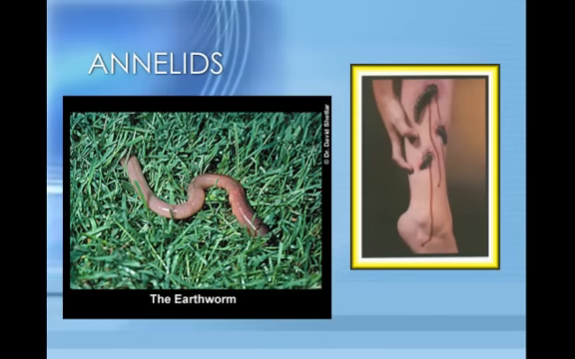The next phylum are annelids. These are segmented worms. The term annelid means little rings. There's about 15,000 species, and they range from 1 millimeter to 3 meters. The giant Australian earthworm can be up to 10 feet long. They live in all types of habitats.